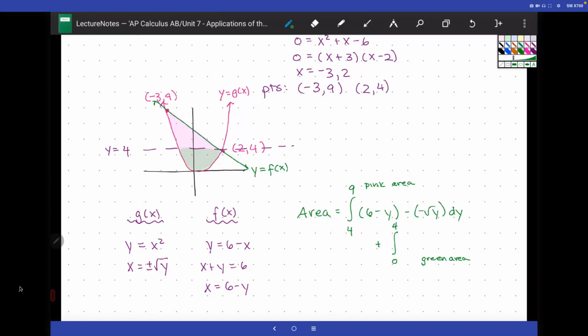Anybody want to try the integrand? This one's, again, think about what we were saying before. The right part of this green area is the right part of the parabola. The left curve is the left part of the parabola. What was the right part of the parabola again? Which one, positive or negative? It's the positive. So the right curve is the positive square root of y, and then it's minus the left, which is negative root y.